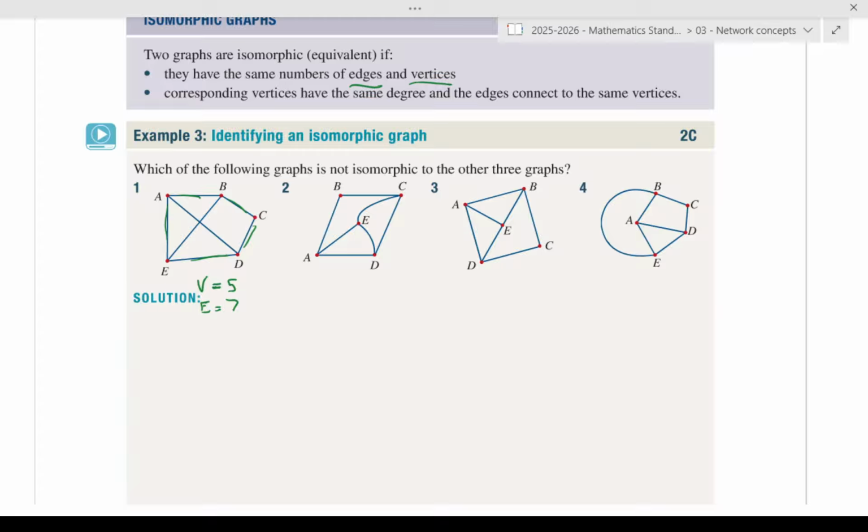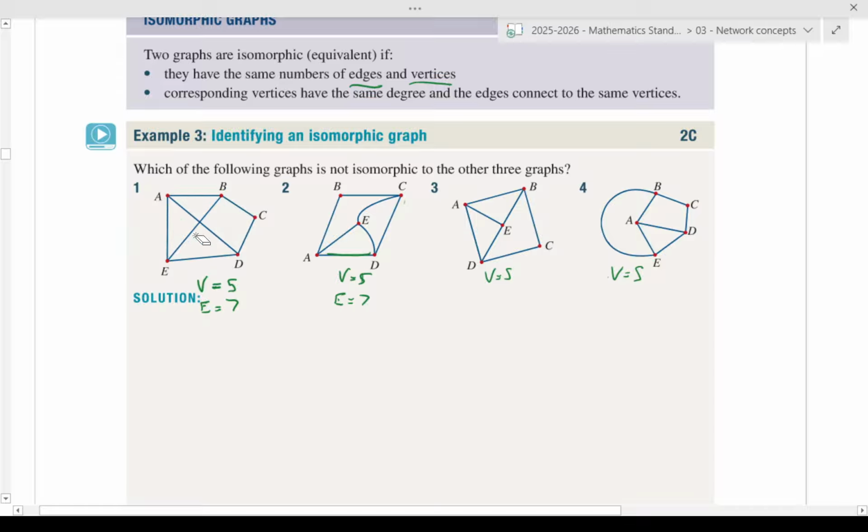Do they all have the same? Well, let's have a look. 1, 2, 3, 4, 5. Yep, that definitely has 5 vertices. That has 5 vertices, and that has 5 vertices. So they've all got 5 vertices. That's great. What about edges? 1, 2, 3, 4, 5, 6, 7. Yep. So edges, it has 7.